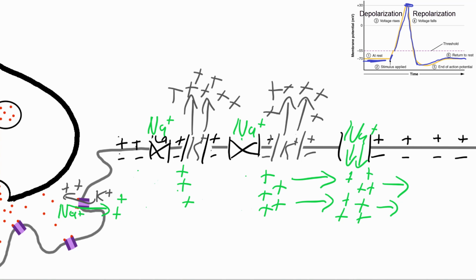So overall, a single action potential will move down the membrane like a wave. You can have several action potentials occurring one after another as long as the membranes are able to reset.